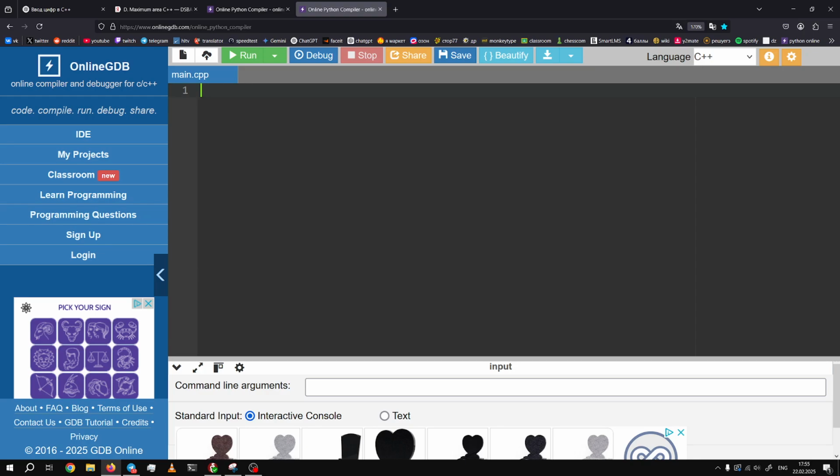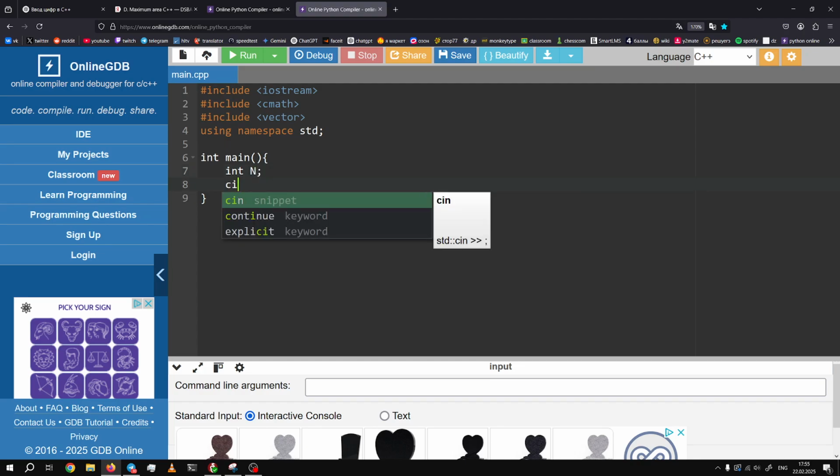Okay, so let me real fast do this. We need a lot of libraries. So first of all, include iostream, include math. We will use vector, by the way. So include vector. And I forgot something. Using namespace std. Okay, so let's create the function. First of all, we input n, so int n, cin n.